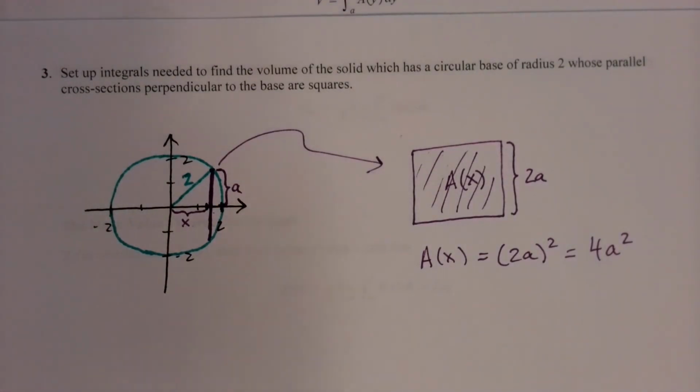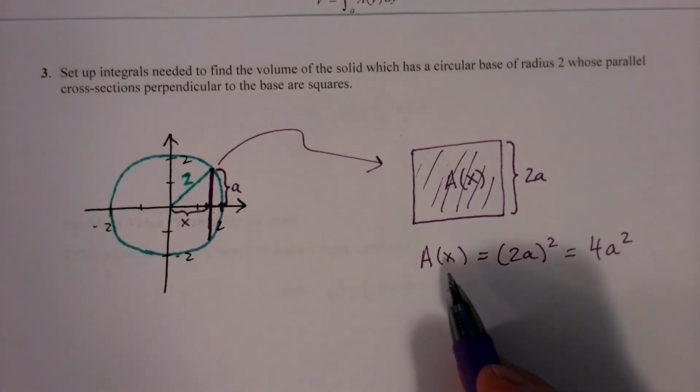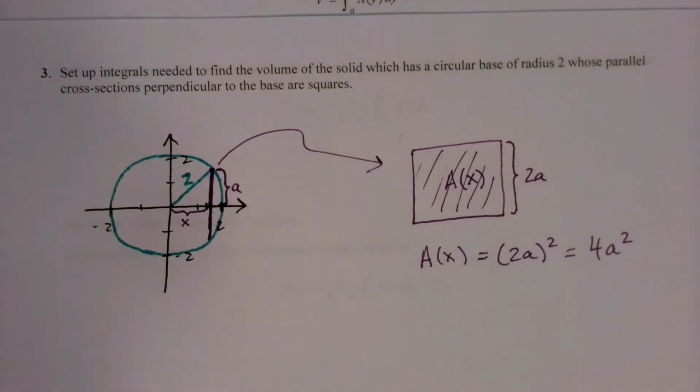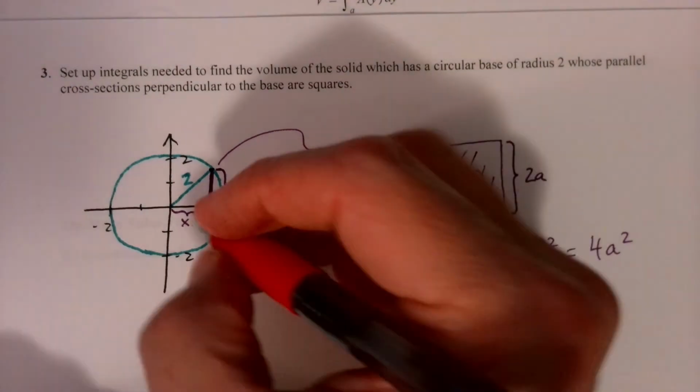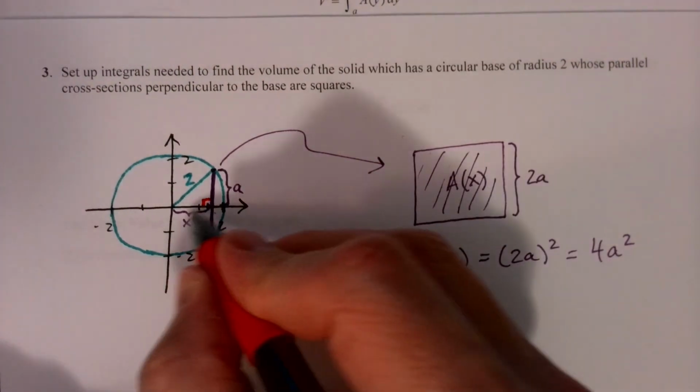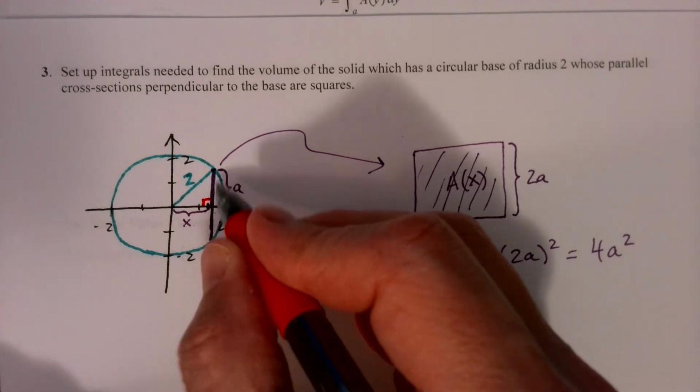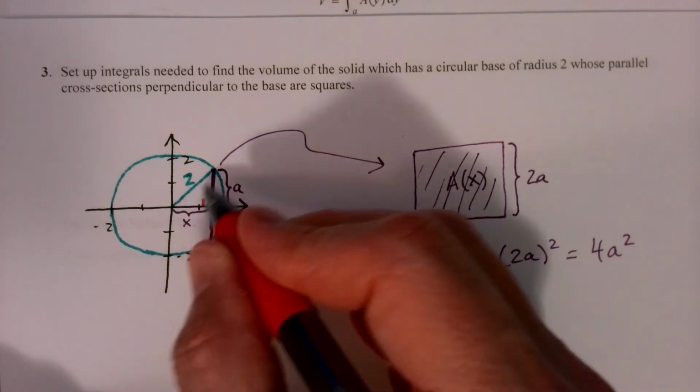Okay. So the question is, can I relate a now as a function of x? Can I relate a and x? Well, again, I hope you see it. We have this right triangle right here. This is x, this is a, and this is 2.